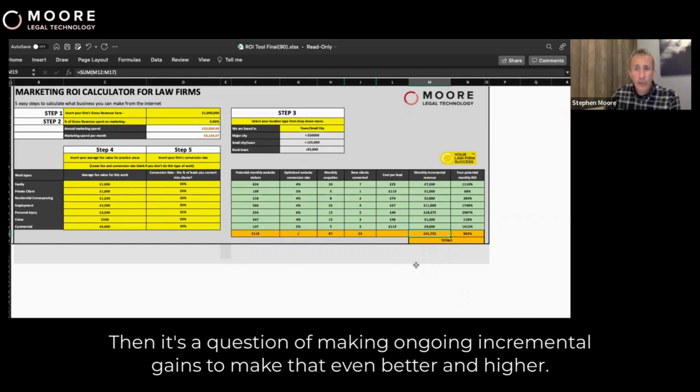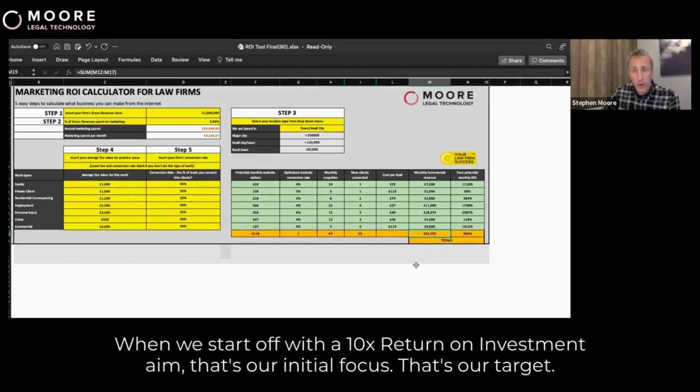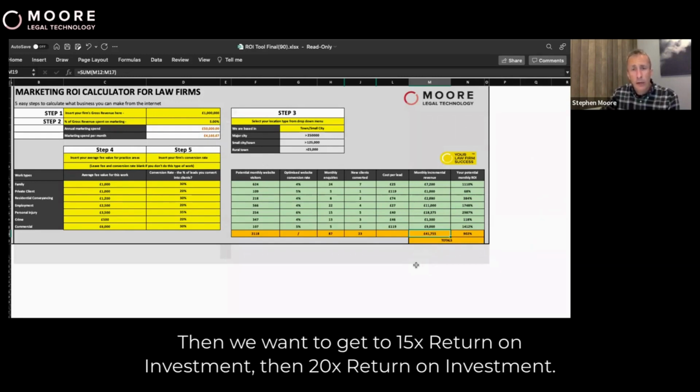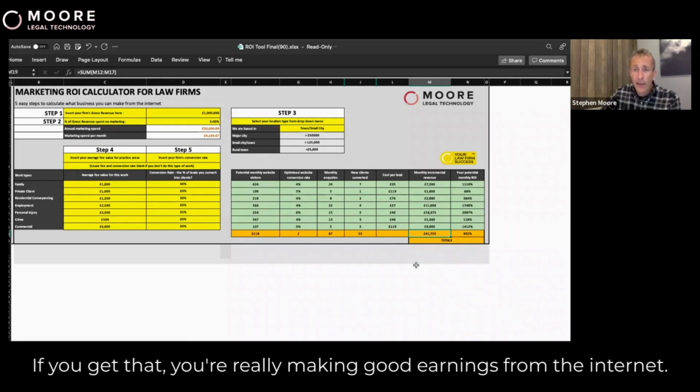Then it's a question of making ongoing incremental gains to make that even better and higher. We start off with a 10% aim. That's our initial focus. That's our target. Then we want to get to 10 times return on investment. Then we want to get to 15 times return on investment. Then 20 times return on investment. If you get that, you're really making good earnings from the internet.